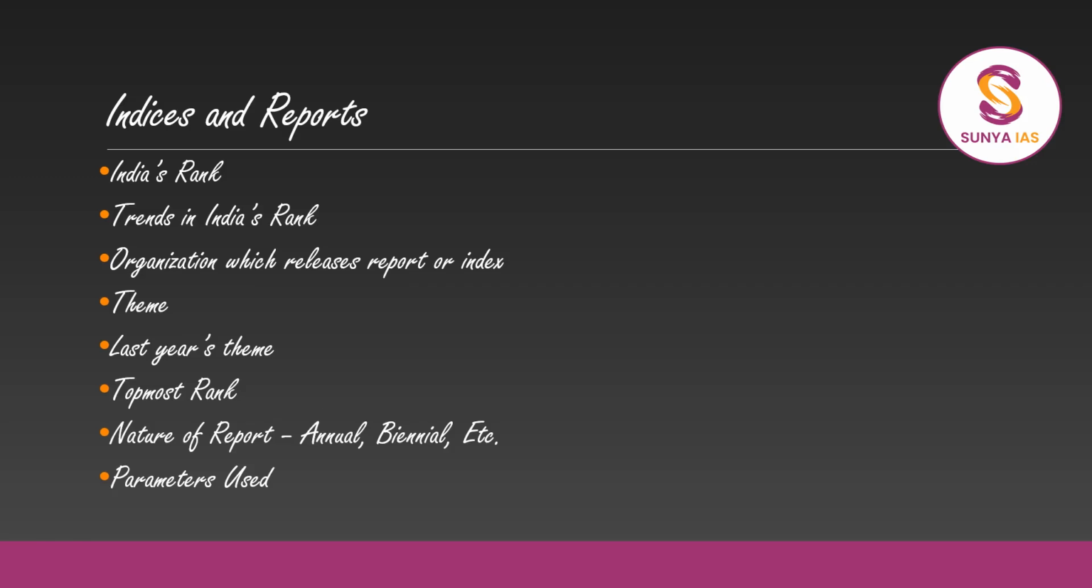For indices and reports, India's rank in a particular index should be prepared. Trends in India's rank, for example, the ease of doing business index had some focus in recent years on India's improvement in rankings. So that could be done. Organizations which release the report or index, the theme, last year's theme, which country has the topmost rank, what is the nature of the report, whether it's annual, biennial, monthly, quarterly, and the parameters which are being used.